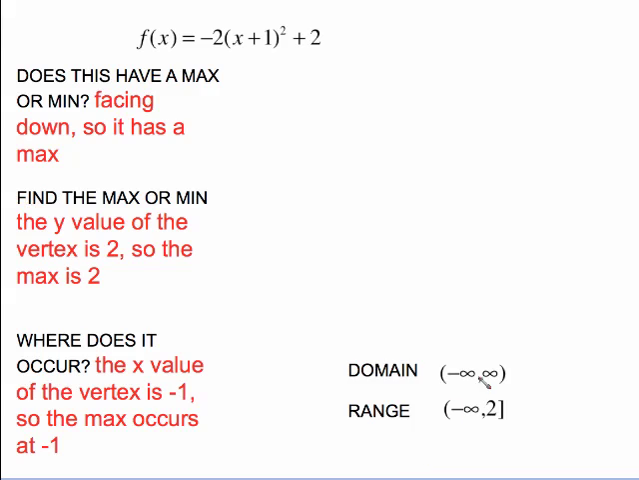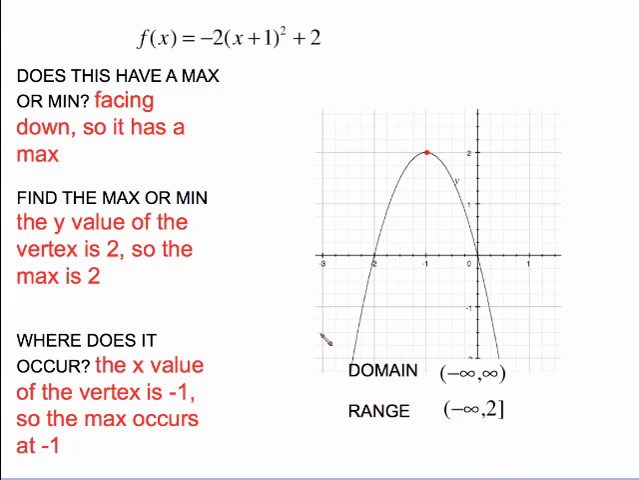So here's the domain and range written a little bit more neatly. This formula-wise would be negative infinity, comma, k. That's what your range will always be if your parabola faces down. Take a look at a picture to verify.